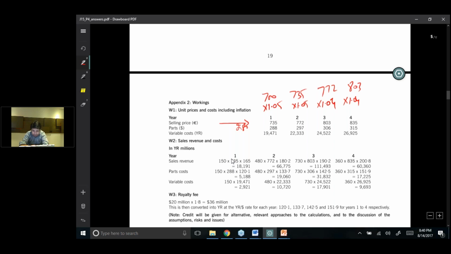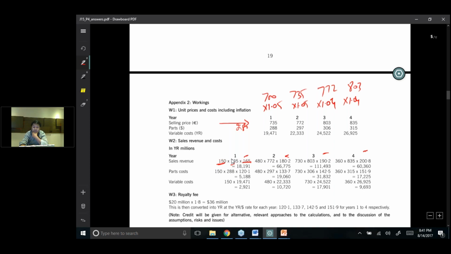So sales revenue is the number of units into selling price into exchange rate, because sales is in euros and you have to convert euros into YR. So sales in YR is 150, the number of units, 735 is the selling price, 165 is the rate YR over euros. So every year the exchange rate is different, and every year sales is equal to 18,191, 66,775. These all amounts are in millions.